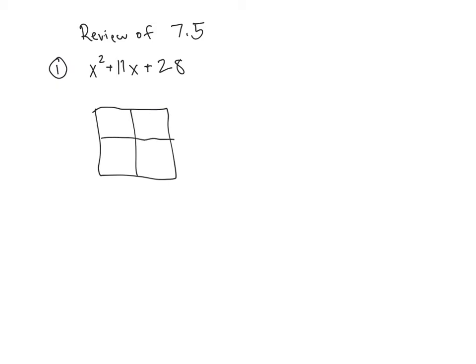So we did it with the box, and what we realized was the first term always went in the first box, and the last term always went in the last box. And then we needed the middle term split between that diagonal, those two boxes. So x squared plus 11x plus 28. So really what I had every time is I had x and x. And that's the part that's going to change a little bit in 7.6.